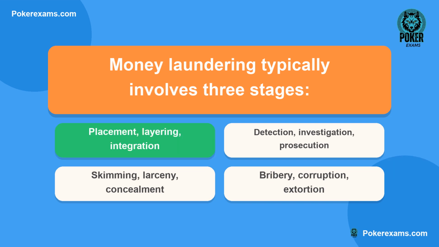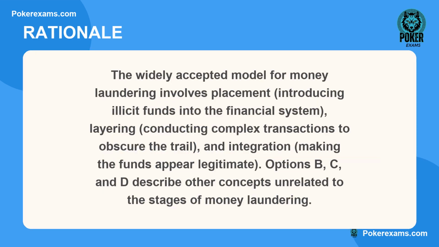The correct answer is A. Here is why. The widely accepted model for money laundering involves placement, introducing illicit funds into the financial system; layering, conducting complex transactions to obscure the trail; and integration, making the funds appear legitimate. Options B, C, and D describe other concepts unrelated to the stages of money laundering.